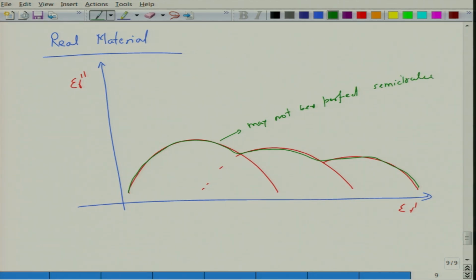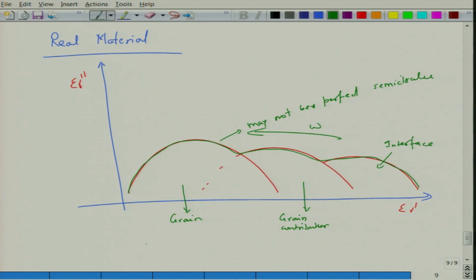For example, let us say in a polycrystalline system, you have a grain contribution, a grain boundary contribution, and then you have some other interfaces, like electrode interfaces and things like that. Grains generally respond at higher frequencies, grain boundaries respond at slightly lower frequencies, and this is an increase in omega, and interfaces will respond at another frequency.